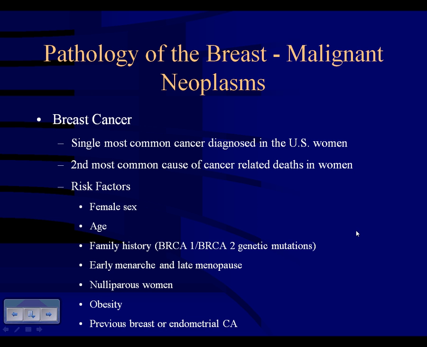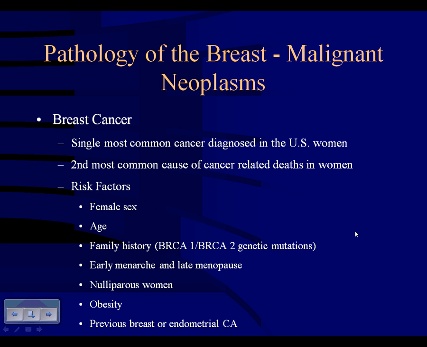It is the single most common cancer diagnosed in United States women, and the second most common cause of cancer-related deaths. What's the most common? Lung cancer. That's right. So although breast cancer is the most common cancer, even more than lung, it doesn't cause as many deaths, thankfully, as lung cancer does.